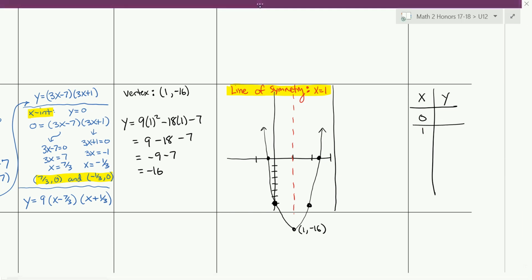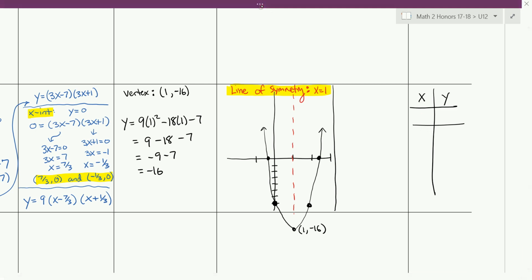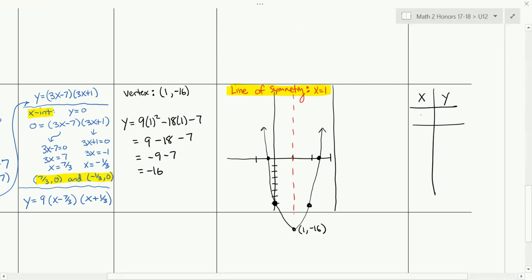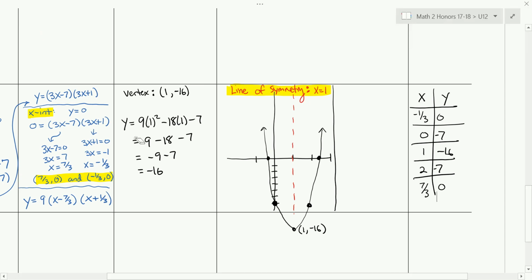Oops, sorry, my first point, and you could use fractions, it's fine with me. The first point we have, going from left to right, is (-1/3, 0), (0, -7), (1, -16), (2, -7), and (7/3, 0). Those are the 5 points on the graph. So we only need one more thing. We need our vertex, and then maybe talk about the domain, range, increasing, decreasing.